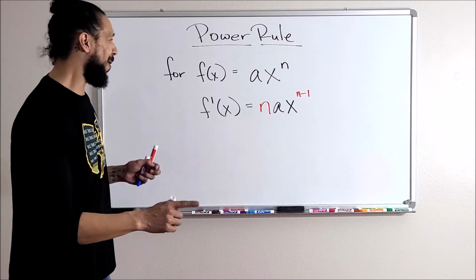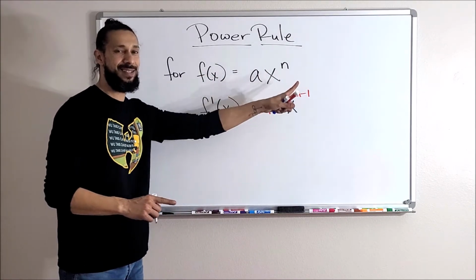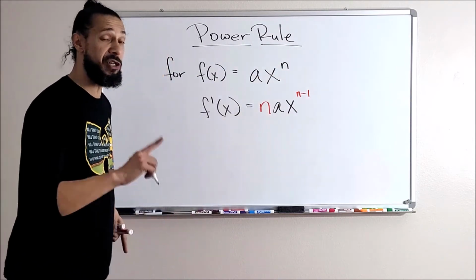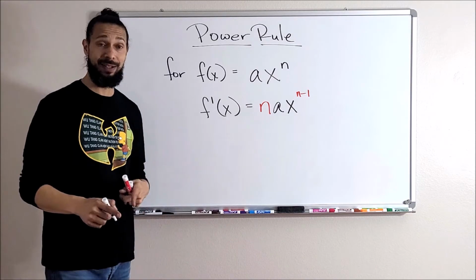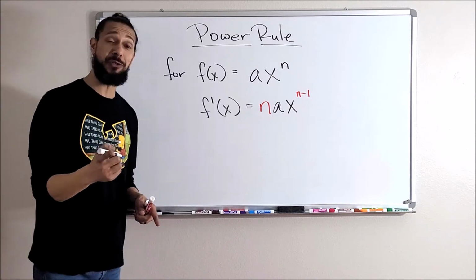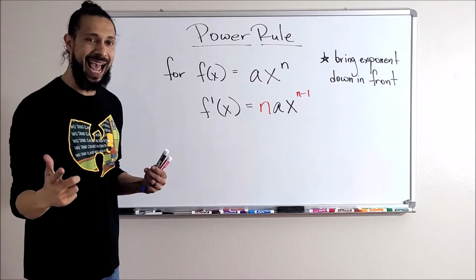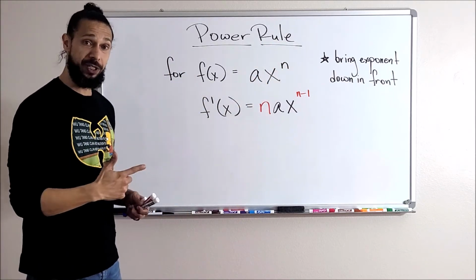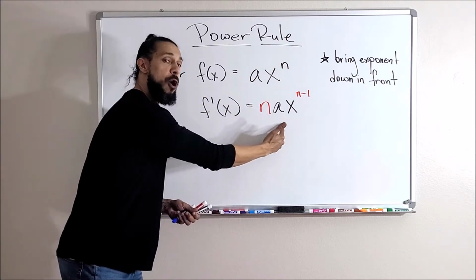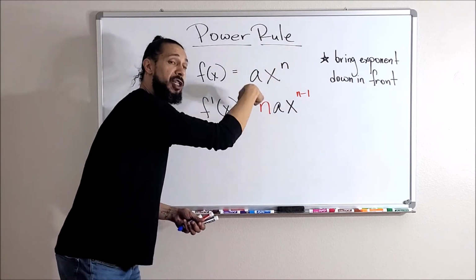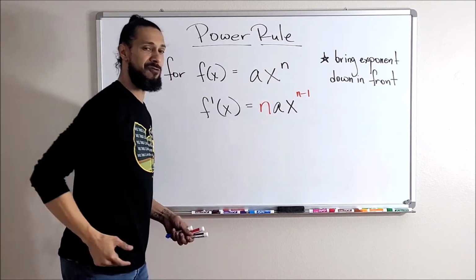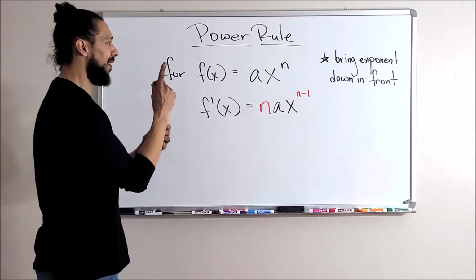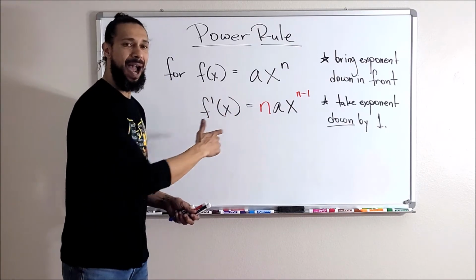So, if my function looks like this, it has a coefficient and x to some numerical power, the derivative looks like this. Now, two things happen. Let's talk about the two things that happened. The first thing that happened was this exponent came down in front as a coefficient. Now, if there's a number out here already and I bring this exponent down to join it, we're going to multiply those two numbers. That's not the only thing that changed though. What else changed? The exponent decreased by 1.